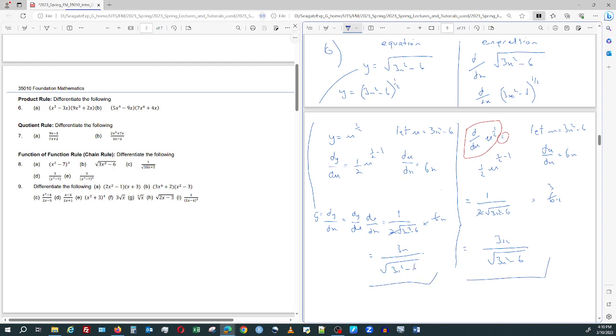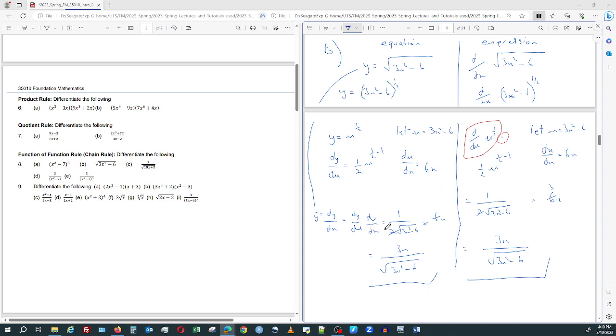So whether you do it by expression or not is not the point. Okay? It's just not that important. You can check that with Wolfram, of course. Just do d dx of the expression, or differentiate y equals square root of 3x squared minus 6. That might be a good exercise for you to do. Alright, so that was B.